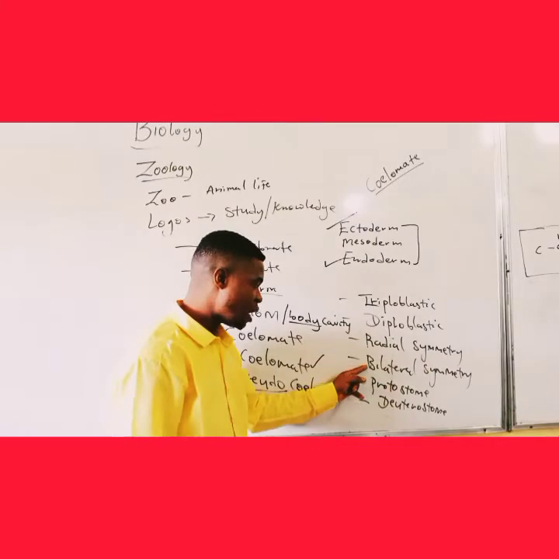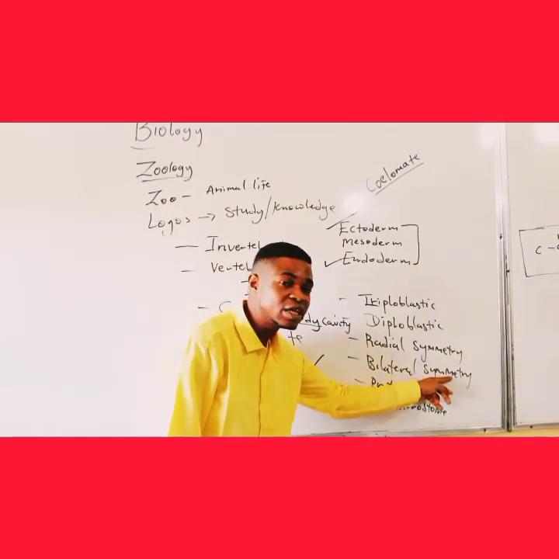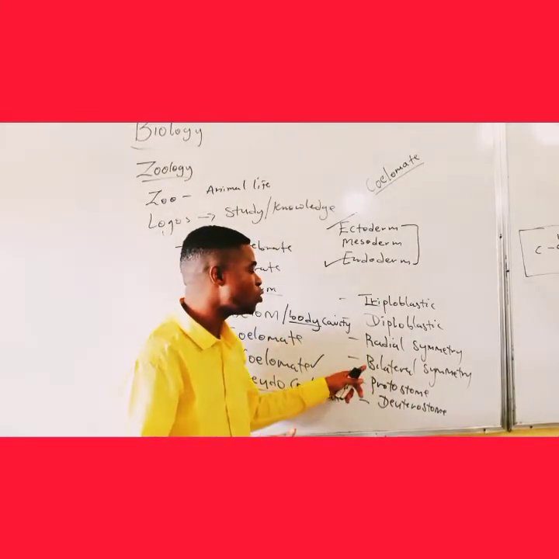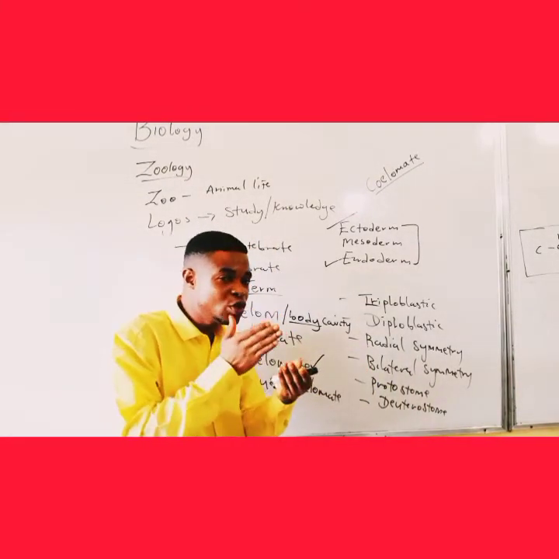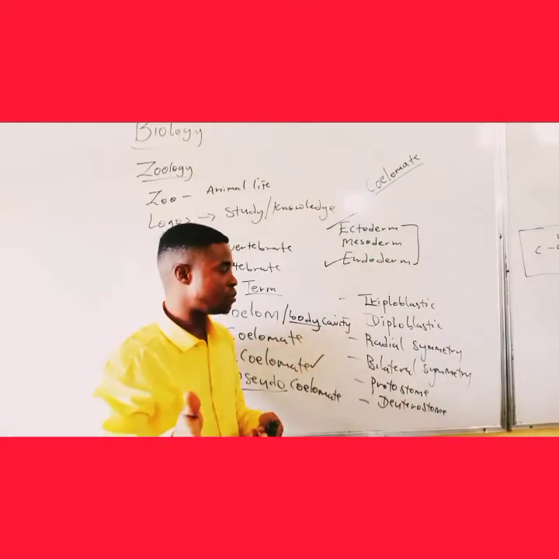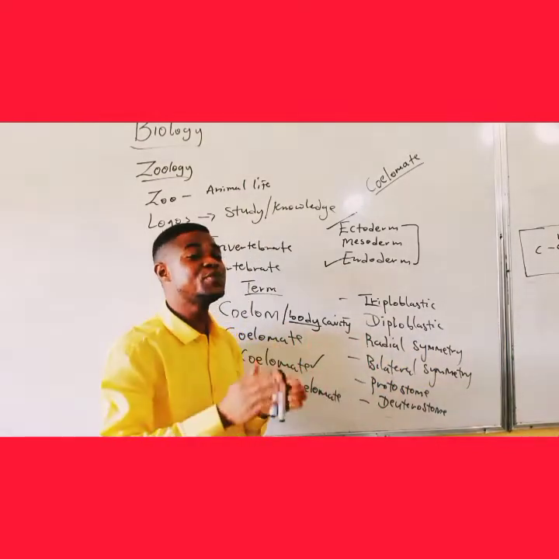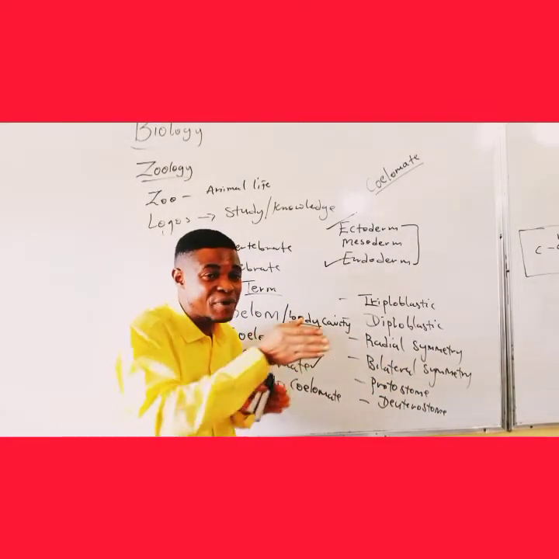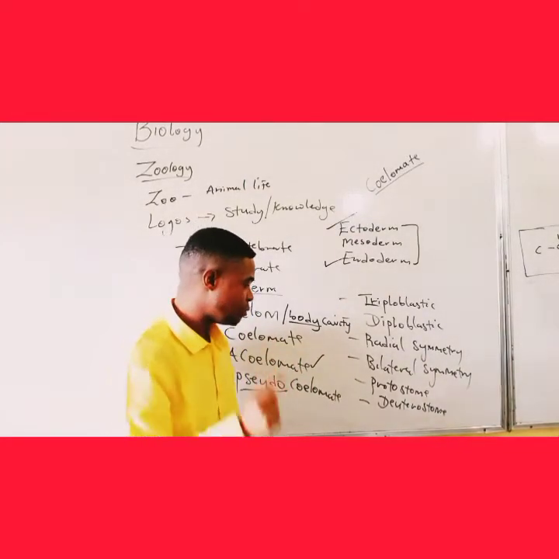All right. An organism is bilaterally symmetrical when it can only be split from only one plane to yield identical arms. Then an organism is radially symmetrical when it can be split from several planes to yield identical arms also.